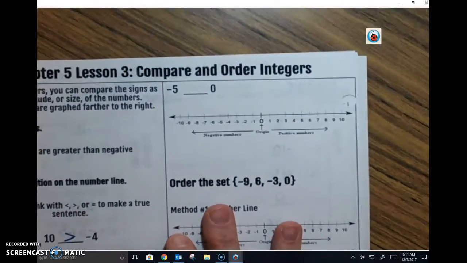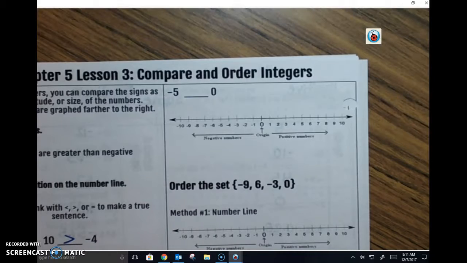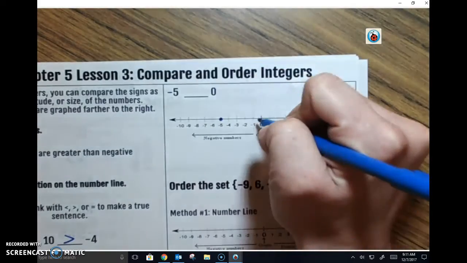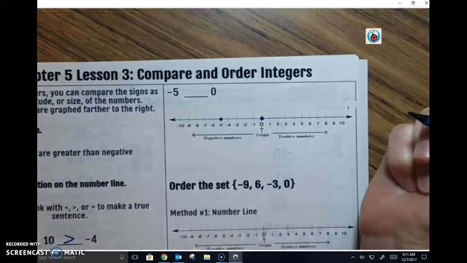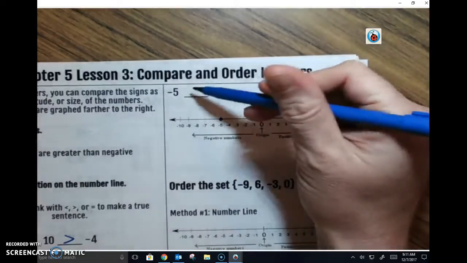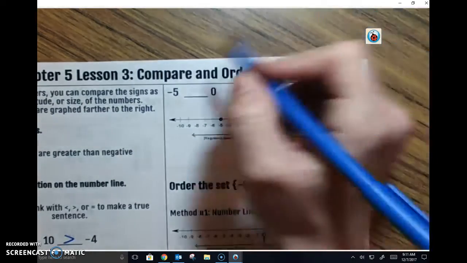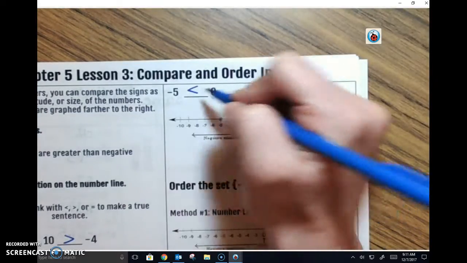Let's come over here up at the top. We're looking at negative 5 and 0. So if we graph these, we have negative 5 and 0. We didn't really need to graph them either, because we compared the signs and there's a negative sign. So that means that has to be less than.